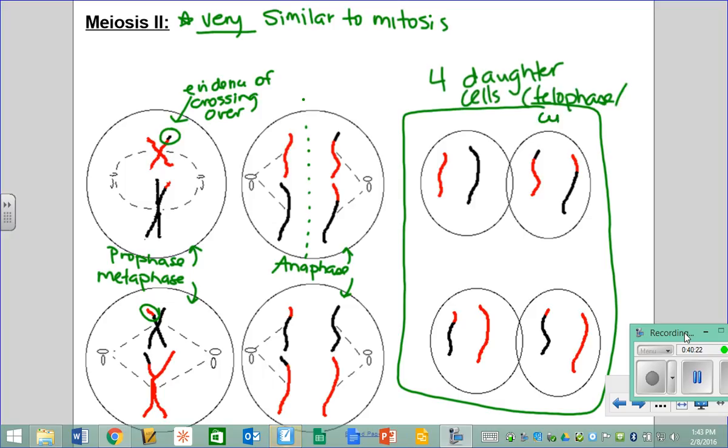So we'll call this telophase / cytokinesis. Very often, telophase and cytokinesis are represented by the same picture when we're looking at meiosis. And the only thing that's different at the end of meiosis 2 is that each of these daughter cells is haploid. They have 1 of each chromosome rather than 2.